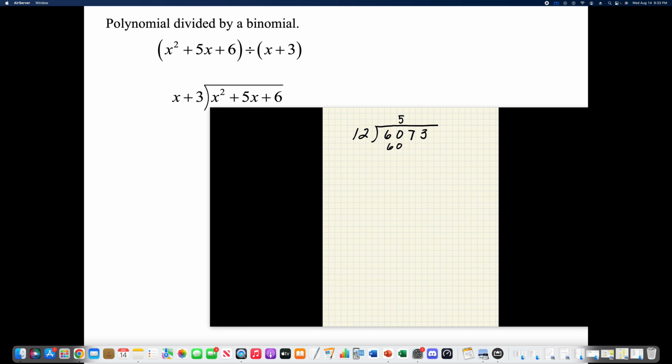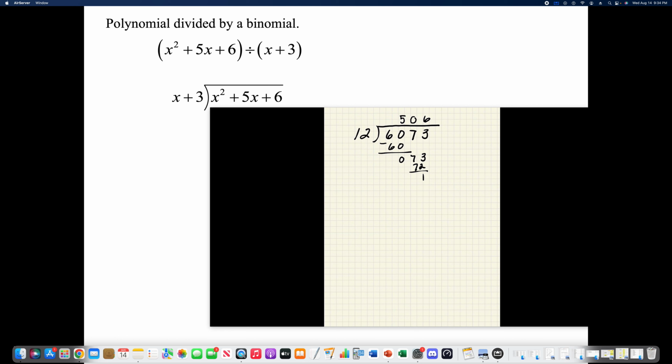We put in our 60, we subtract both, we get a 0, we bring down the 7. Does 12 divide into 7? No, it doesn't. However, this time we have to say 12 goes into 7 0 times because we have to hold that place value in the tens place before we can bring down the 3. Well, 12 goes into 73 6 times, that's 72. That's a remainder of 1, so my answer would be 506, and 1/12 would be my answer.